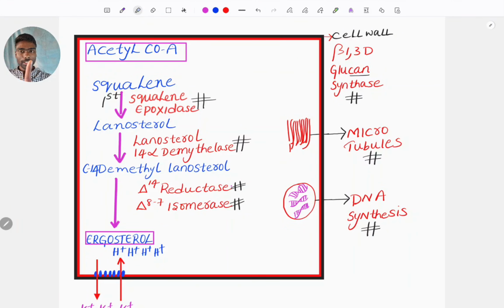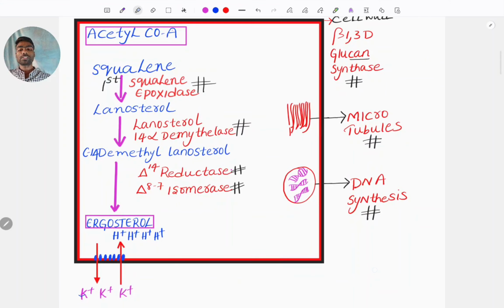One class of antifungal drug forms pores in the cell membrane by attaching to ergosterol. After forming pores, what will it do? Through the pores, K plus ions from inside the cell will go out and H plus ions from outside the cell will enter into the cell, and it will cause acidity inside the cell and then lead to cell death. It means it is fungicidal in action. What is the name of that antifungal drug? It belongs to the class polyenes. P for polyenes, P for pore formation in cell membrane.